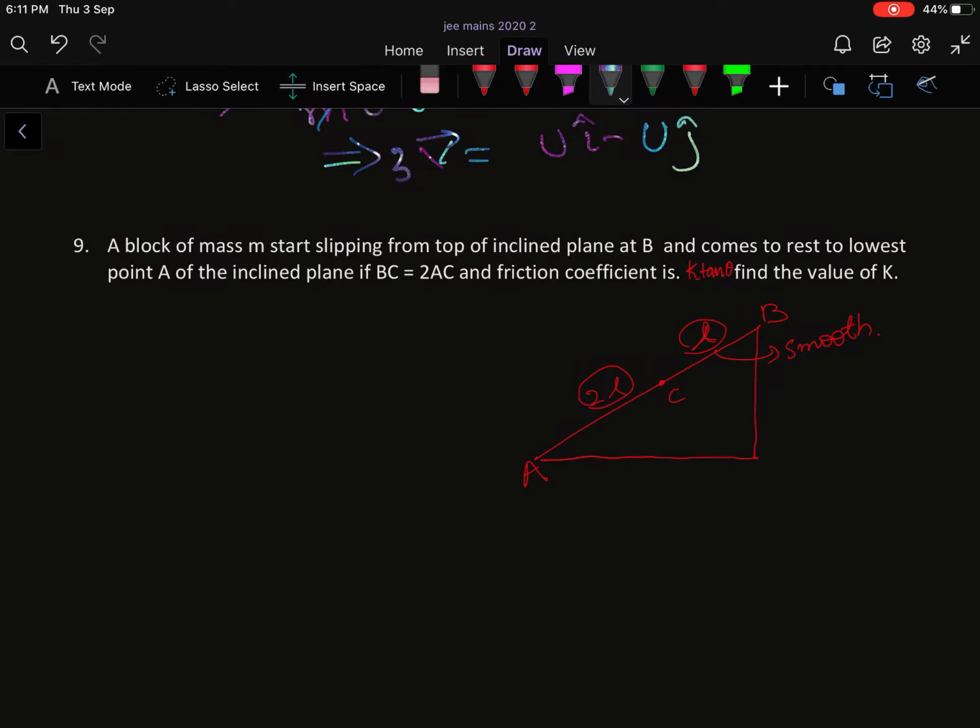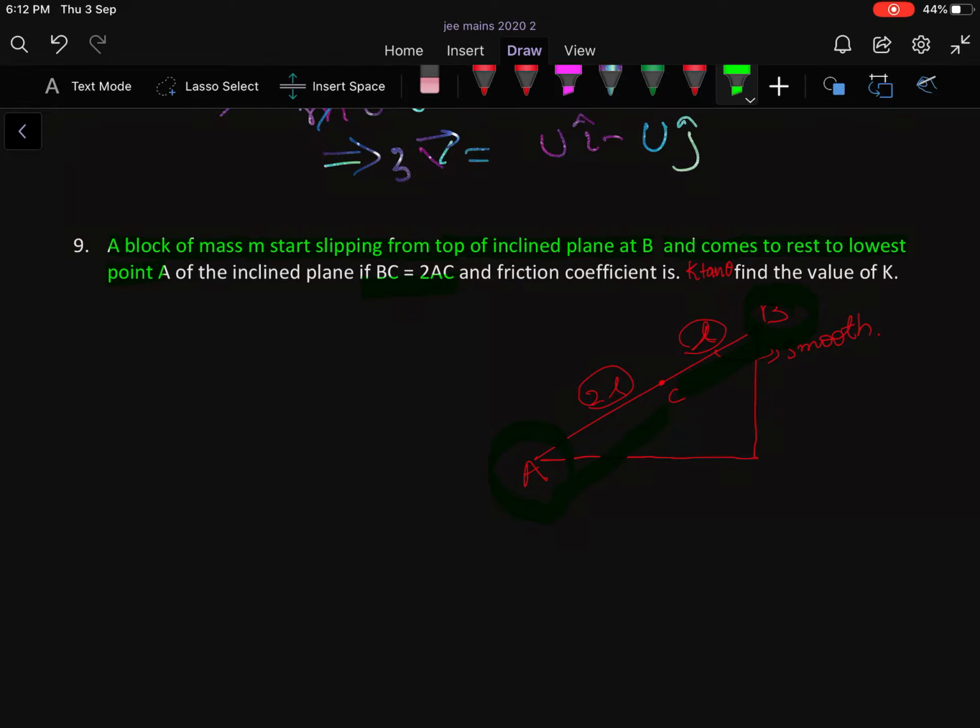Next question is based on friction. First see the question. A block of mass m starts slipping from the top of the inclined plane B and comes to rest at the lowest point A. So this is the B point. This is the A point of the inclined plane. If BC is 2AC, so BC is equal to 2 times AC.